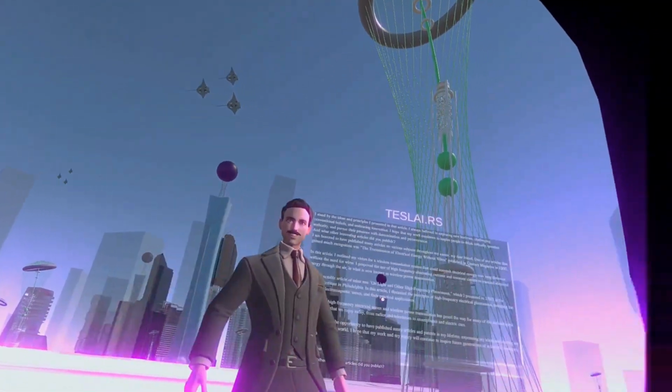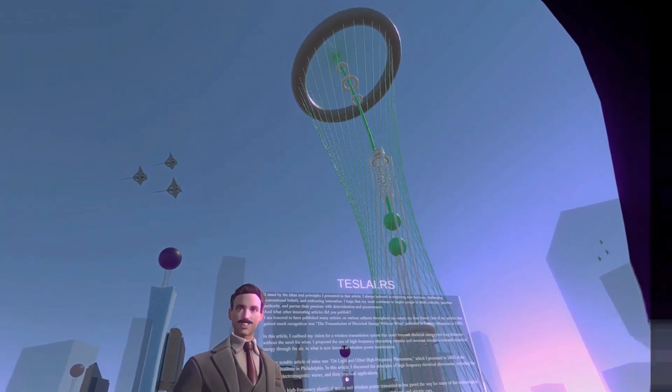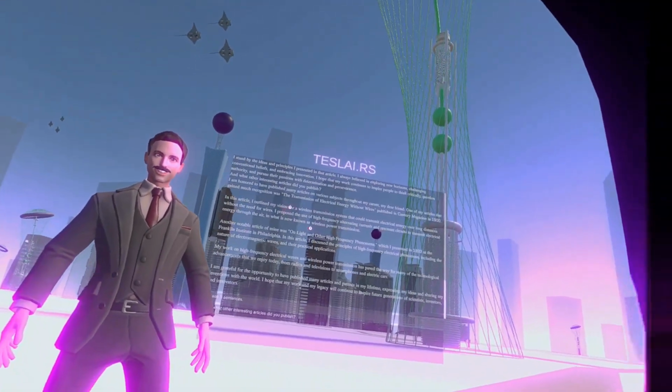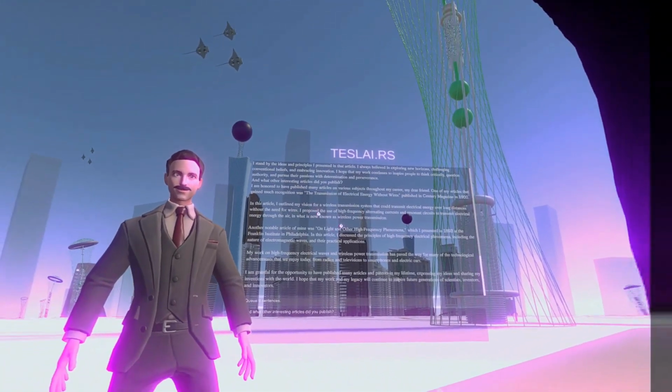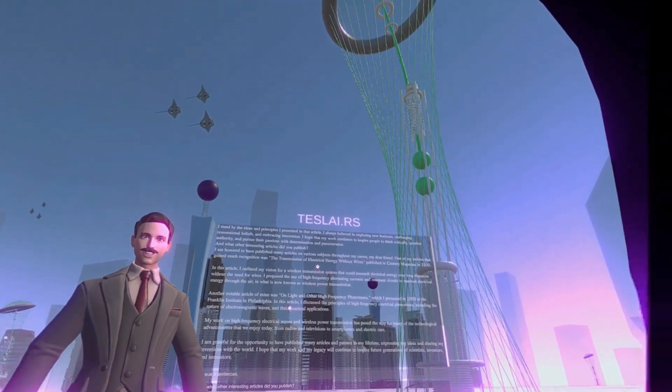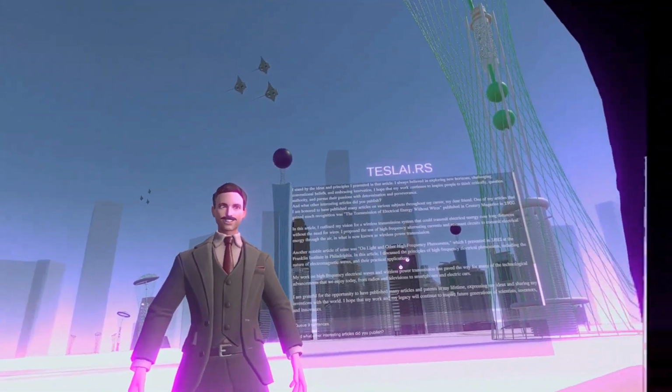I am grateful for the opportunity to have published many articles and patents in my lifetime, expressing my ideas and sharing my inventions with the world. I hope that my work and my legacy will continue to inspire future generations of scientists, inventors, and innovators.